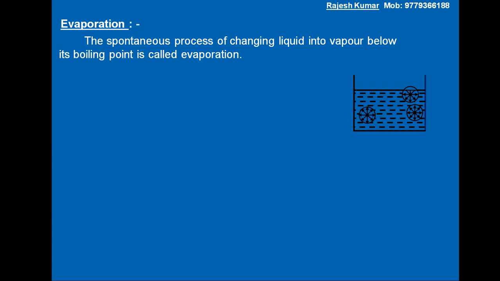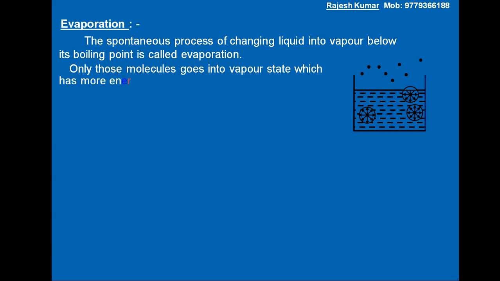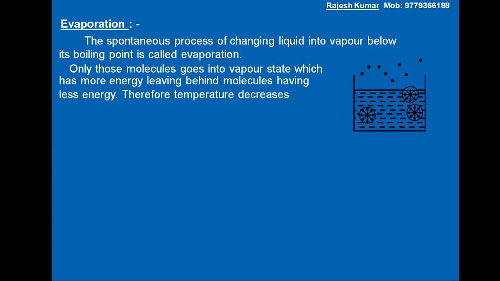But if a molecule has sufficient energy so that it can overcome this backward dragging force, it goes to the vapor state. See this, the molecule has sufficient energy and goes to the vapor state after overcoming the backward dragging force. So molecules with large energy can go to the vapor state, and there are more molecules which have much more energy and they can go to the vapor state. See in the diagram. Now we see that only those molecules go into the vapor state which have more energy, leaving behind molecules having less energy. Therefore temperature decreases. If temperature decreases, it means water becomes cool. Hence we prove that evaporation causes cooling. That is, evaporation causes cooling.